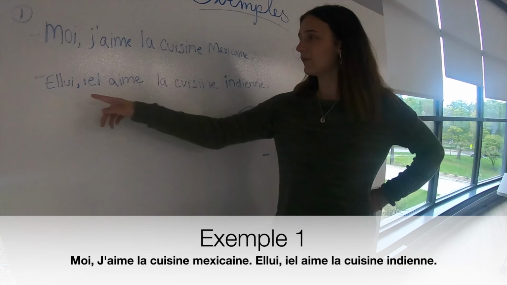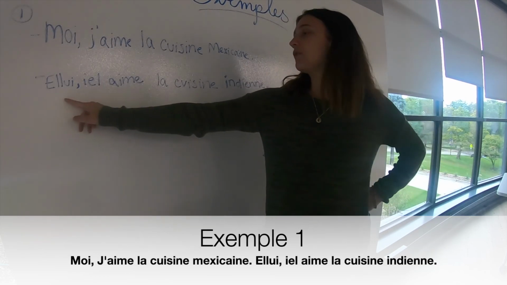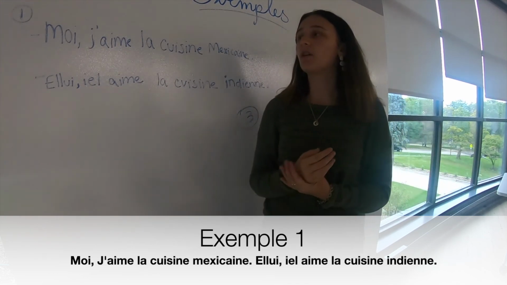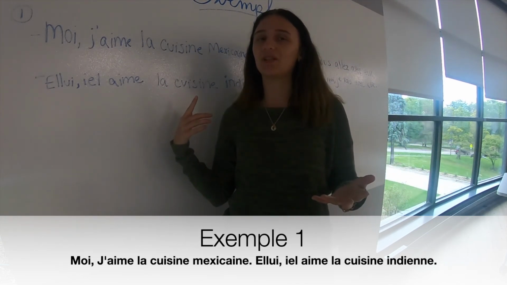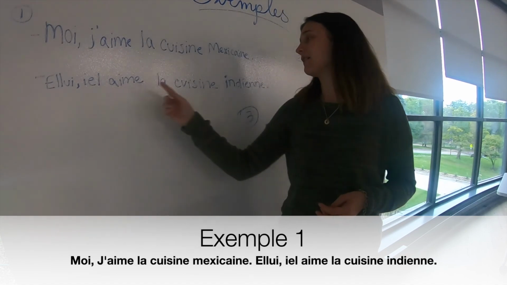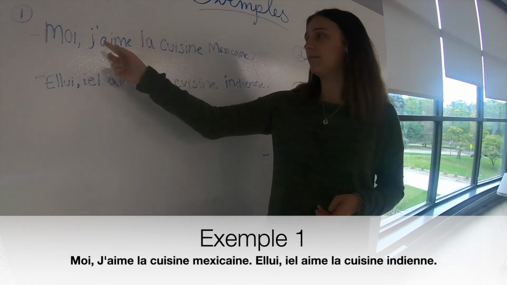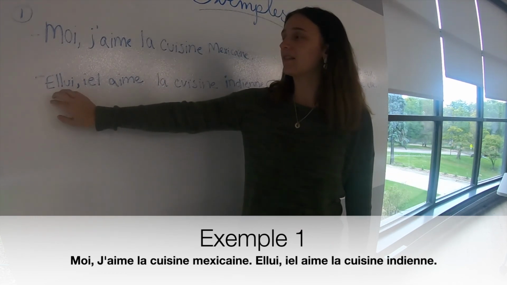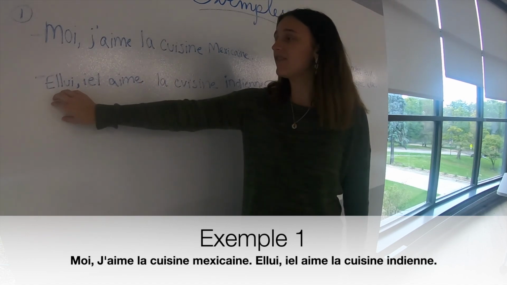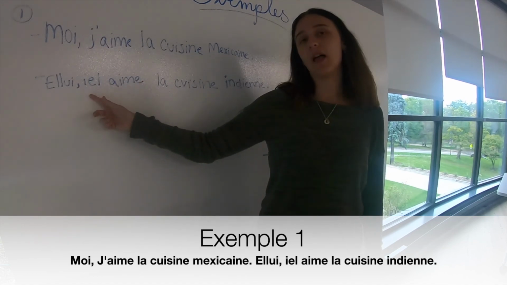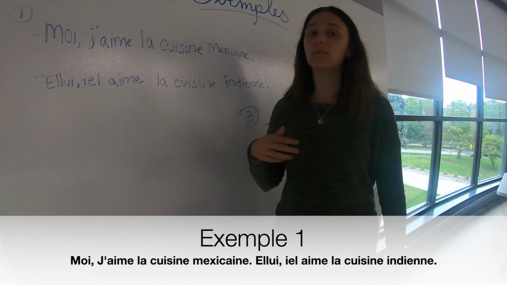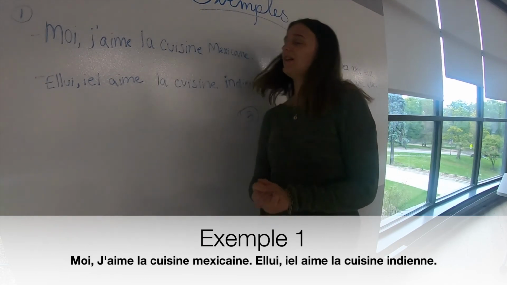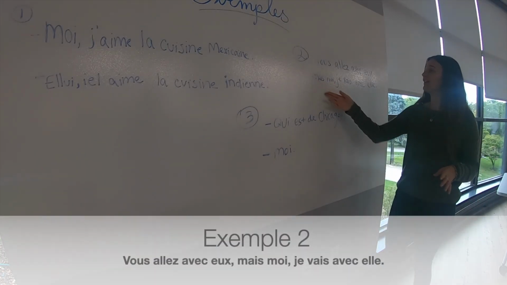If we're talking about them, we're going to say elle, lui, elle aime la cuisine indienne. That's introducing a contradiction because they're saying that they like Indian food while me, I like Mexican food. The pronom tonique is to emphasize that it's elle who likes Indian food, as opposed to me, who likes moi, j'aime la cuisine mexicaine. Okay? And now we have our second example over here.